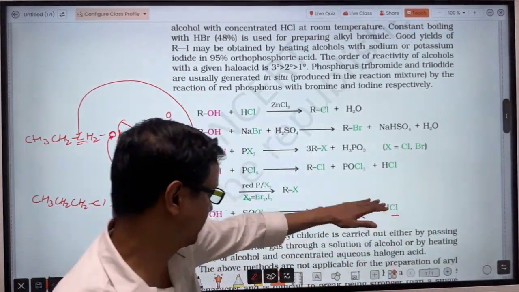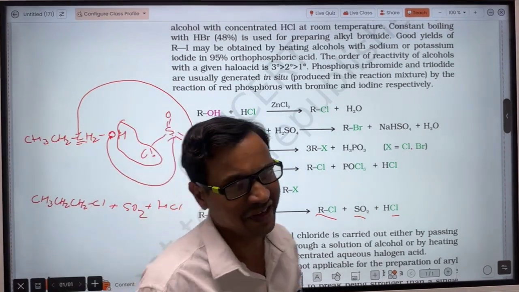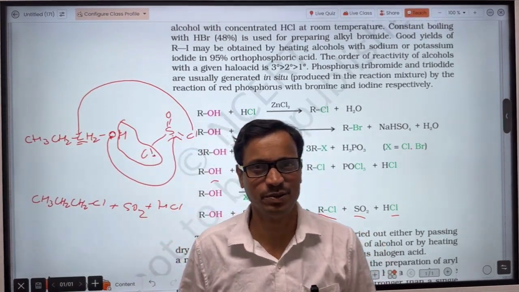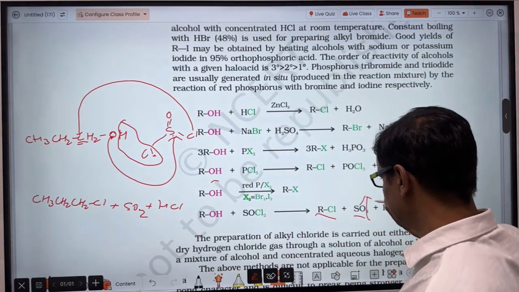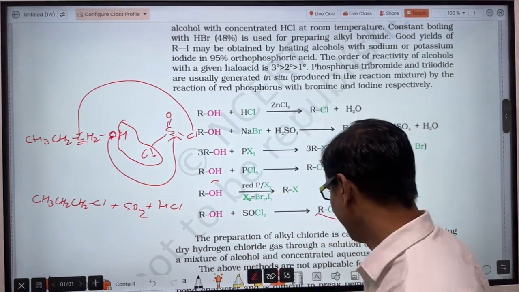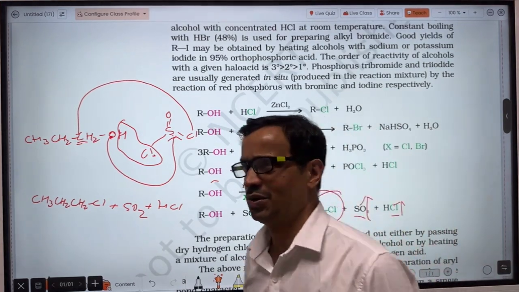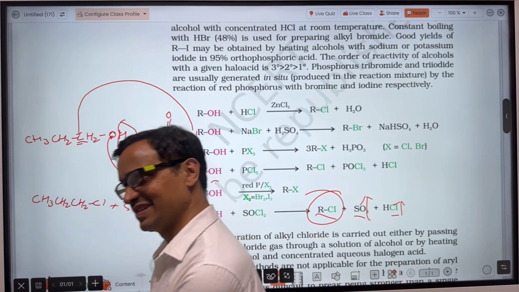And when you prepare it by this method, you will not have to purify the compound, because SO2 is a gas that will escape out. HCl is also a gas, so that will also escape out. And in the reaction vessel, only haloalkane will be left. Okay.